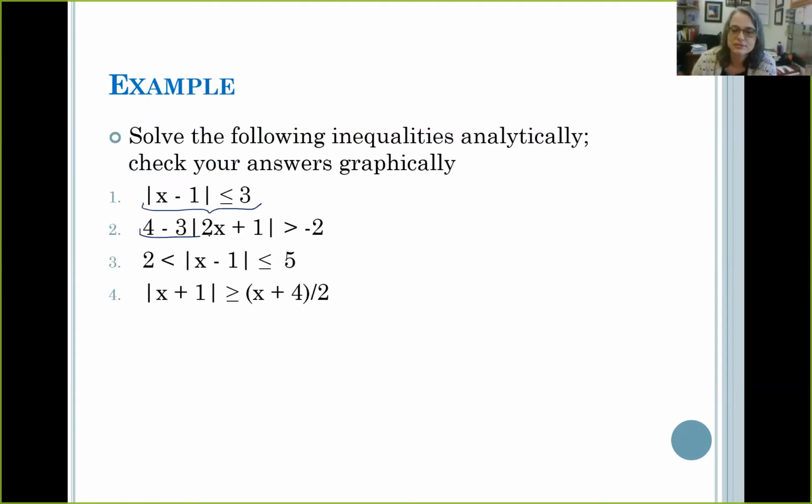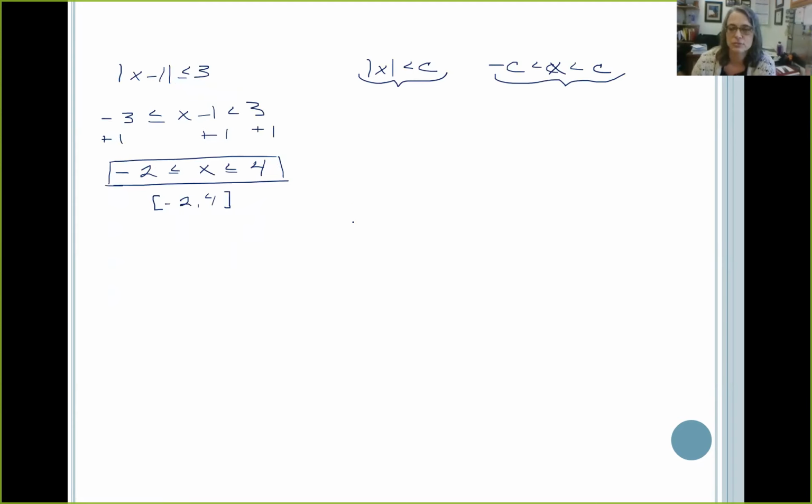Let's look at this one. This one's going to take a few more steps, but not too many. So this is 4 minus 3 times the absolute value of 2x plus 1 is greater than negative 2. Okay. I'm going to erase my writing, and we're going to look at that again because I forgot it. 4 minus 3 times the absolute value of 2x plus 1 is greater than negative 2.